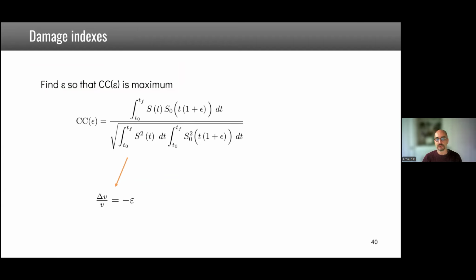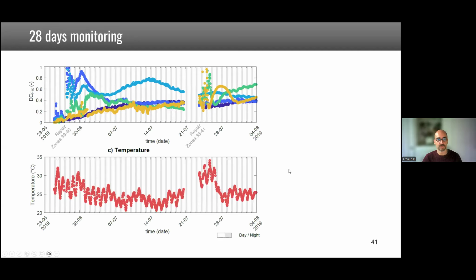So if we use this time stretching, you know that the outcome of the analysis is an epsilon, a time stretching, which, if the correlation coefficient is high enough, can be interpreted as a relative change of velocity. And then we decided to use the decorrelation coefficient, so 1 minus this, as a damage indicator. So we have two things to look at.